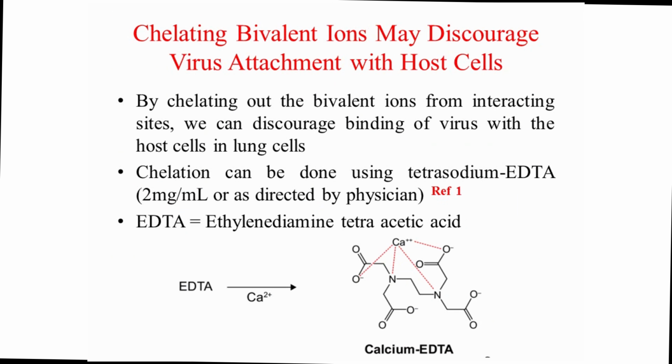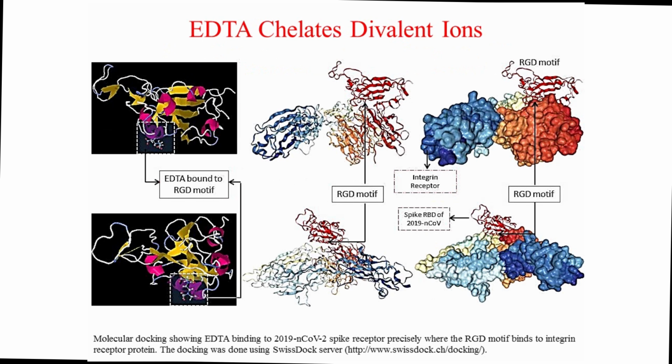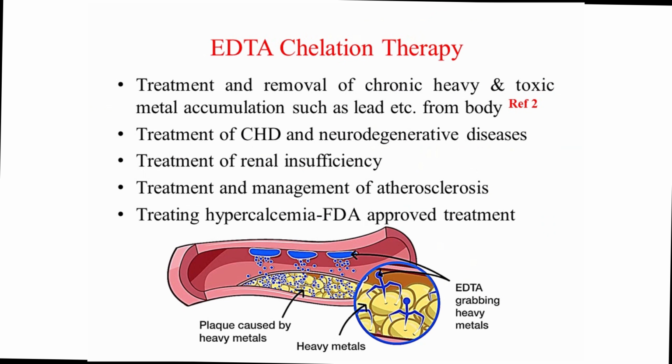So, if we can somehow remove these divalent ions from lung cells, we can prevent binding of the virus with the host cells dramatically. And this can be done using EDTA, which is a well-known chelating agent. There is a therapy, called EDTA chelation therapy, which has been previously used for the removal of toxic metals from the body for the treatment of coronary heart diseases and neurodegenerative diseases.